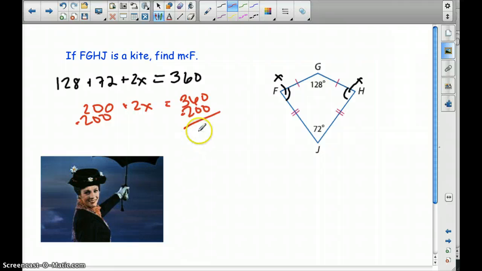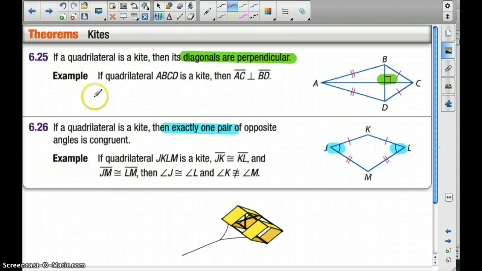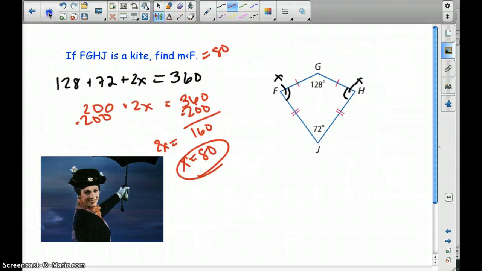You should get X equals 80. So we just need to find angle F, which is 80. Make sure you understand the process that we just did here. We use theorem 6.26.